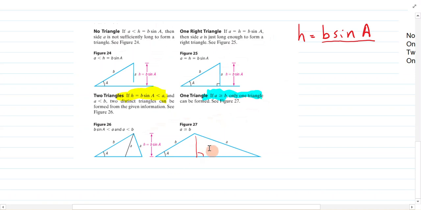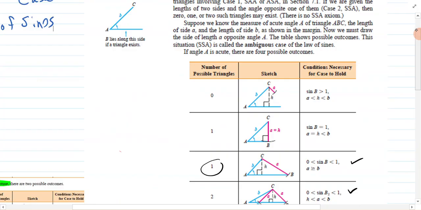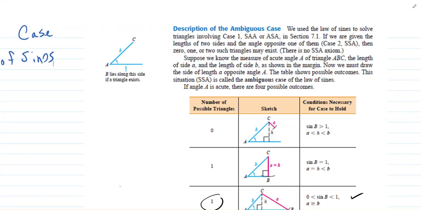It could be like this. If H is equal to that and less than A, and A is less than B, then you have 2 distinct triangles. So I would maybe print this and keep this as a reference when you're trying to decide whether you have 1 triangle or 2 or none. We'll certainly look at it in the practice problems. So that's what we're going to do. Let's go look at those.